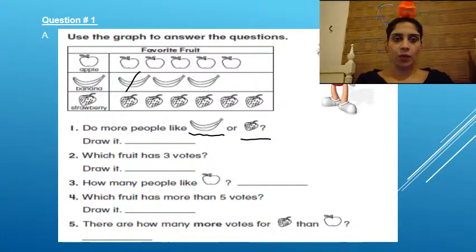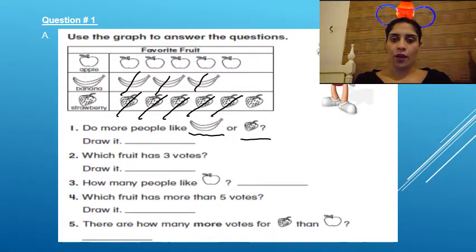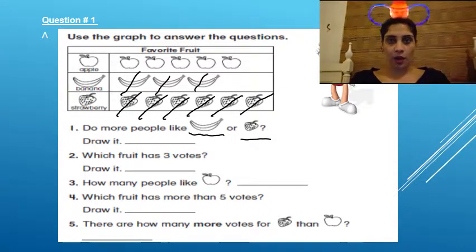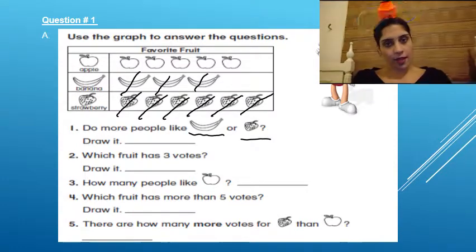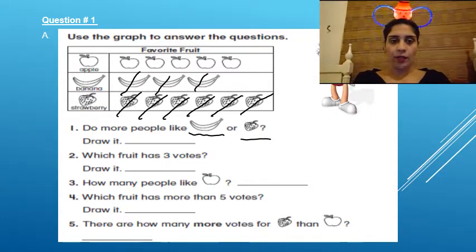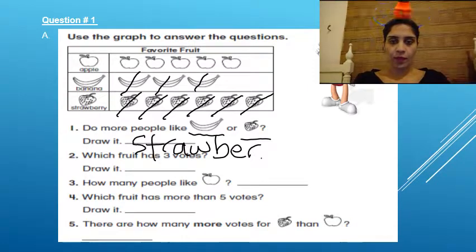We have banana 1, 2, and 3. Let's count the strawberries: 1, 2, 3, 4, 5, and 6. There are 6 people who like strawberry more than banana. It means that number 6 is greater than number 3. After that, you have to write here strawberry. Here we go. Let's move to the second question.